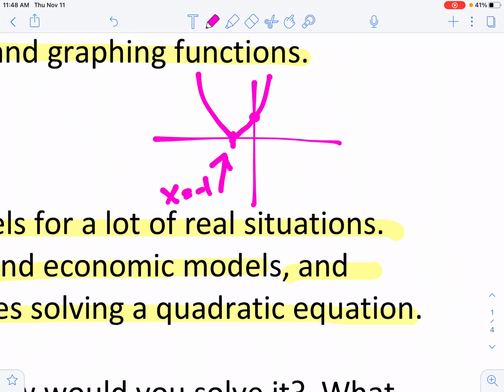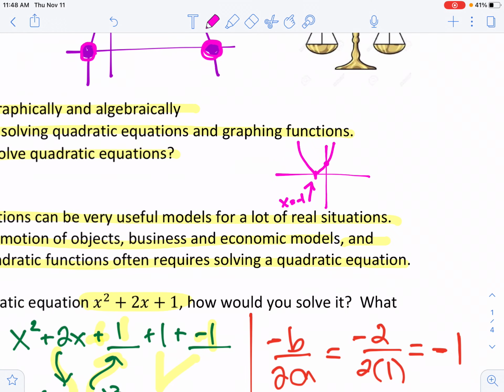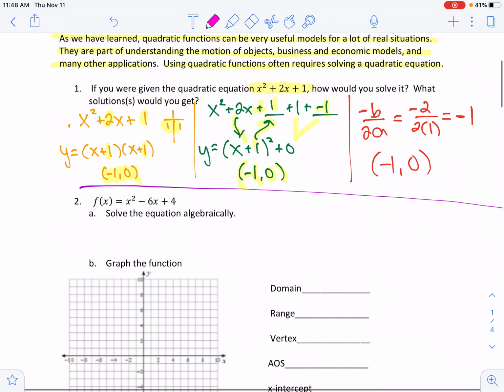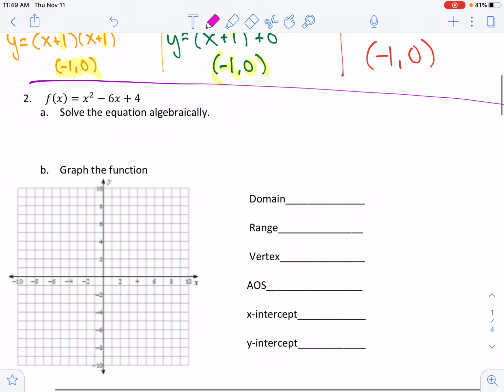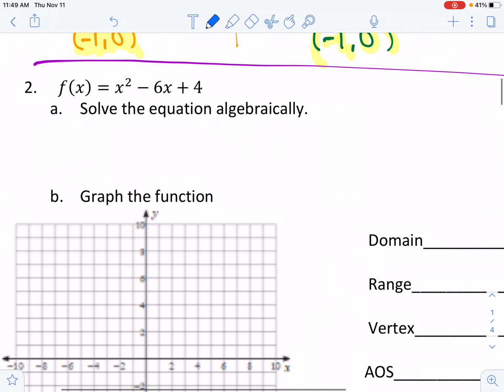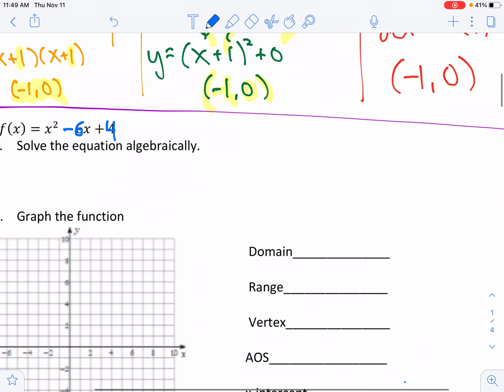However, unfortunately, sometimes you can't see the answer that easily. So, here's what we can do. It says solve the equation algebraically. We could try to factor it, but there's nothing that multiplies to make 4 and adds to make -6. So instead, I'm going to go ahead and complete the square.